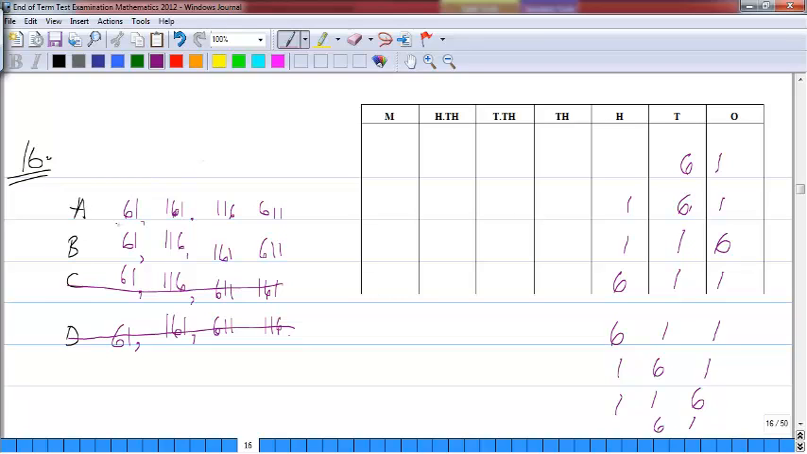So let's go now. 61 in the first column, yes. Then 116, this is 161. So our answer is B. 61, 116, 161, and then 611. So for number 16, my answer is B.